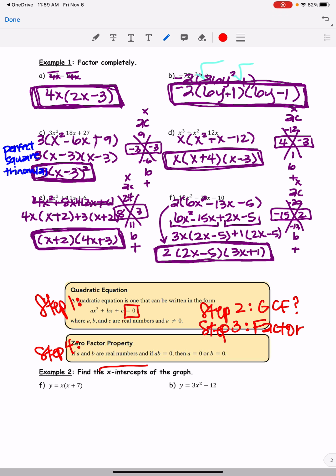So when you find the X-intercept, all you do is set y equal to 0 and then solve for x. So in A, we've got y equals x times the quantity x plus 7. So first step, set y equal to 0.